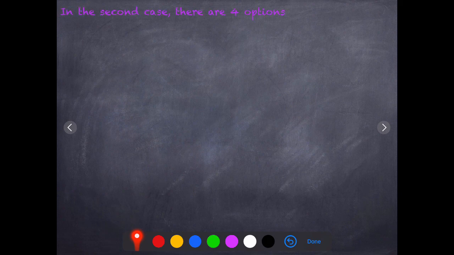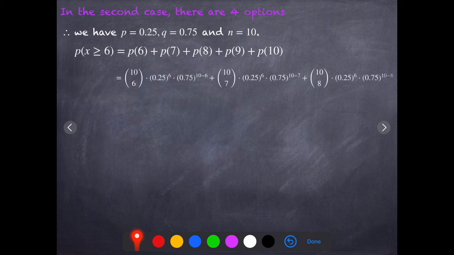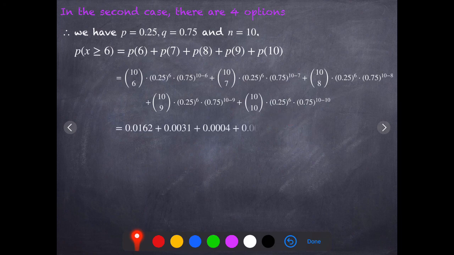Now in the second case there are 4 options. That means the probability of guessing is 25% and failure is 75%, that is 0.25 and 0.75. Substituting these values again in equation number 1, we arrive at this expression. Simplify using the calculator, add the values together, and we get the final answer. Therefore the probability of answering correctly when there are 4 options is 0.0197.